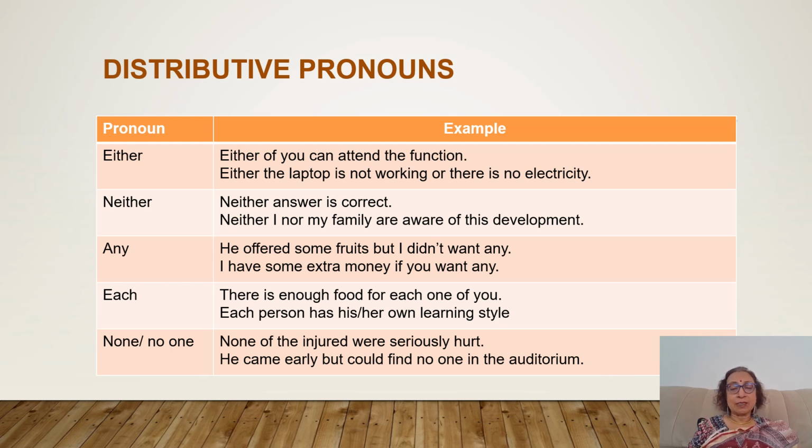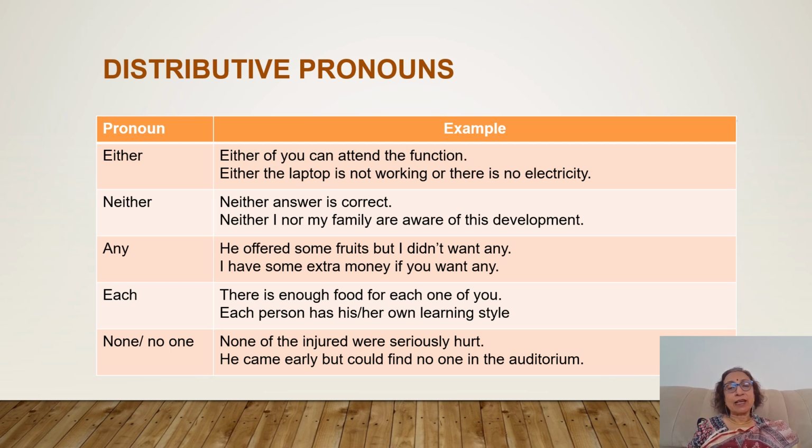Either the laptop is not working or there is no electricity. Now there are two things here, laptop and electricity. So again it is distributive because it is specific. Neither answer is correct. Now, you have answers, maybe 5 or 6 answers, or 2 or 1 answer. When you say neither, you mean actually 2. So, 2 answers are not correct. Neither I nor my family are aware of this development. Again, you are specific.